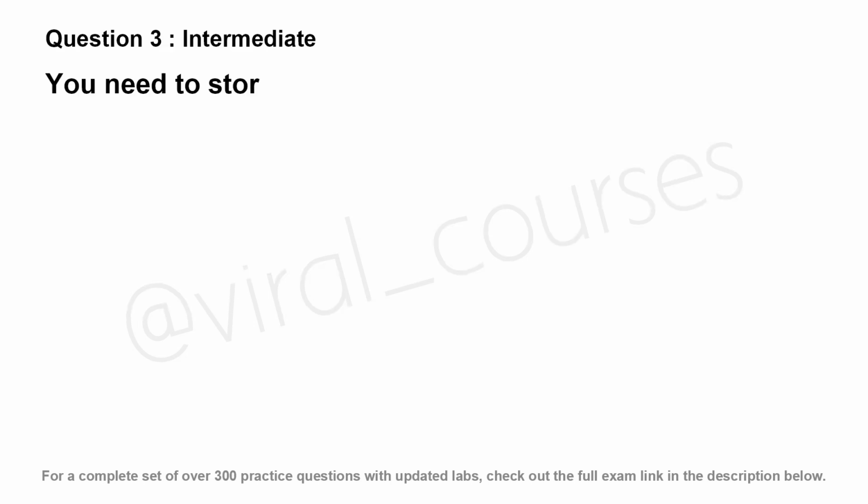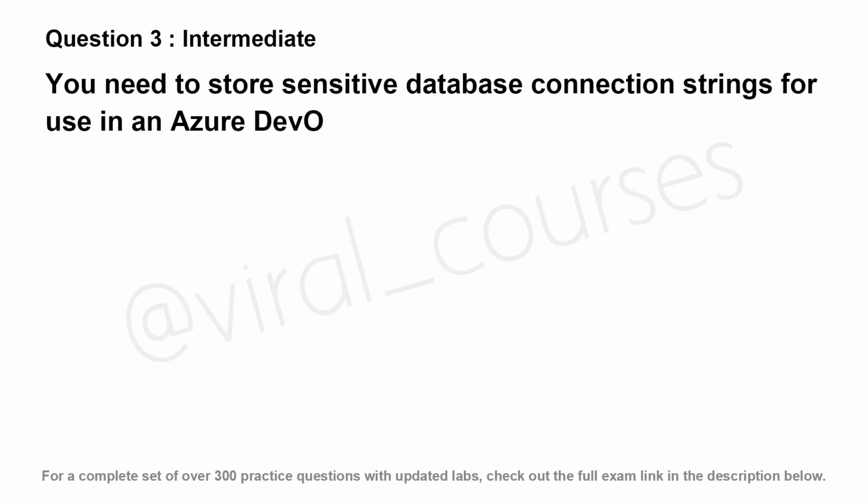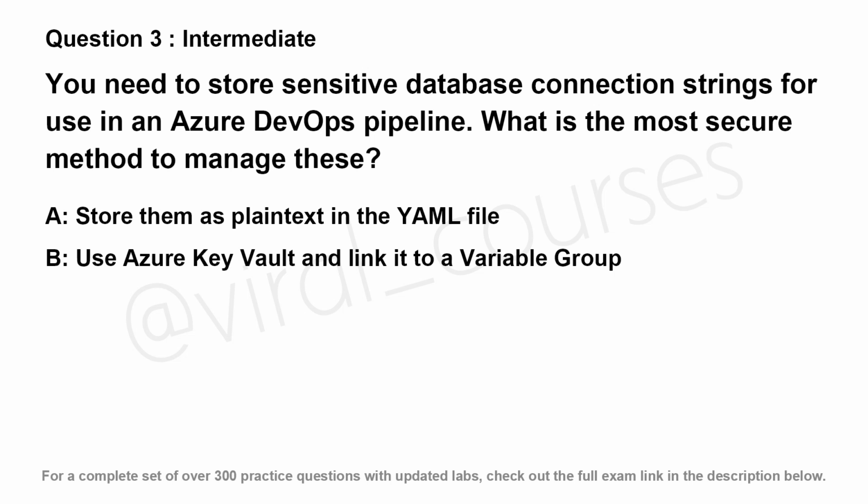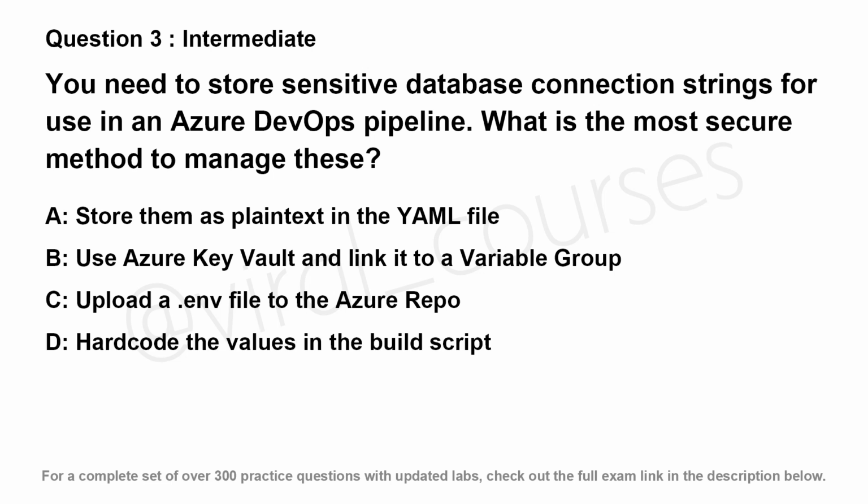You need to store sensitive database connection strings for use in an Azure DevOps pipeline. What is the most secure method to manage these? Option A, store them as plaintext in the YAML file. Option B, use Azure Key Vault and link it to a variable group. Option C, upload a .env file to the Azure repo. Option D, hardcode the values in the build script.